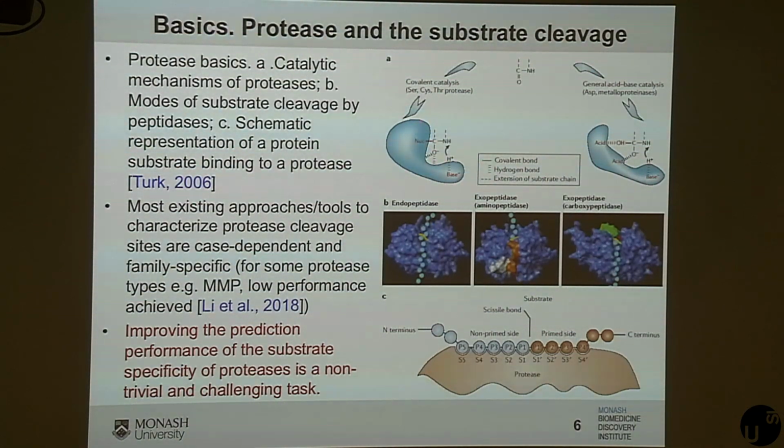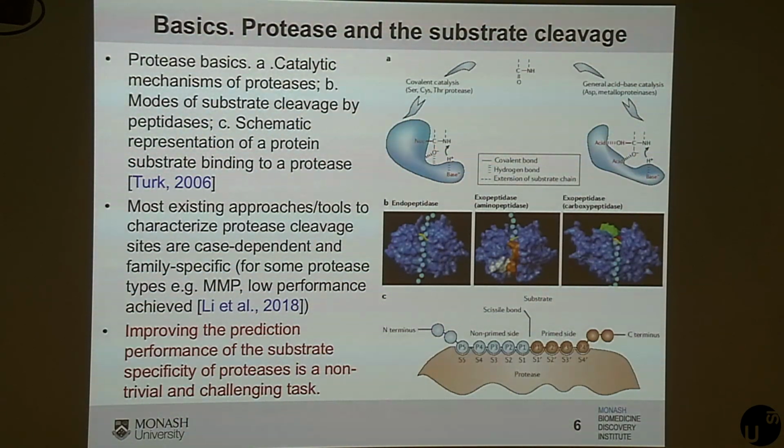According to the catalytic mechanism, protease families can be classified as serine protease, cysteine protease, and threonine protease. These are called covalent catalytic proteases. The other type is non-covalent catalytic protease, like aspartate protease.